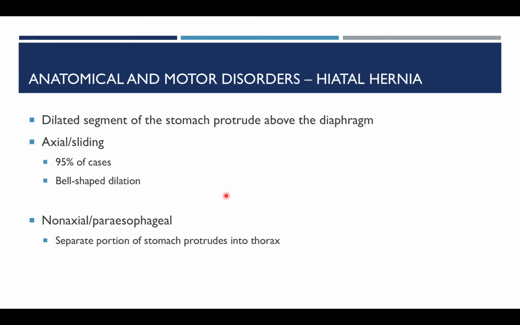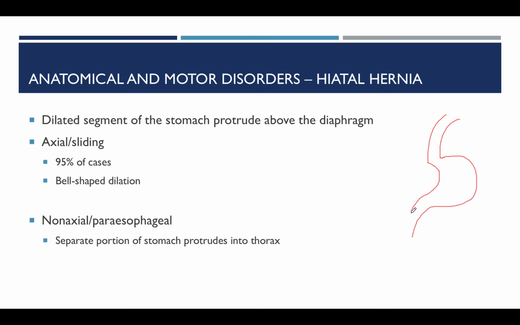We can also have hiatal hernia. And basically, this is a dilated segment of the stomach that protrudes above the diaphragm. And you have two kinds. There is axial or sliding, or non-axial and paraesophageal. So let me draw here. Hopefully, the drawing is not terrible.